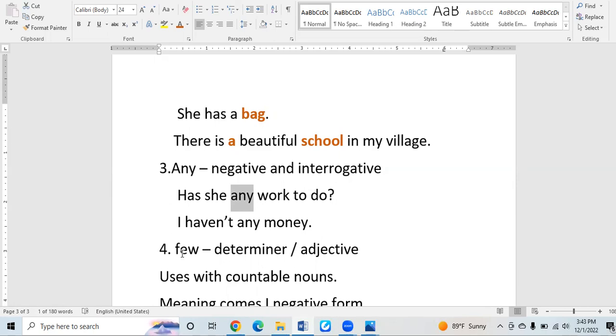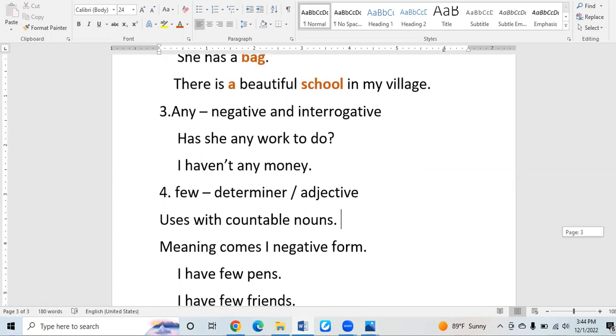Remember, all these adjectives we use in front of the noun only. Remember that. And the word few, we use only with countable nouns. Remember, with countable plurals you can use the word few. You cannot use few with uncountable nouns. Remember that also.